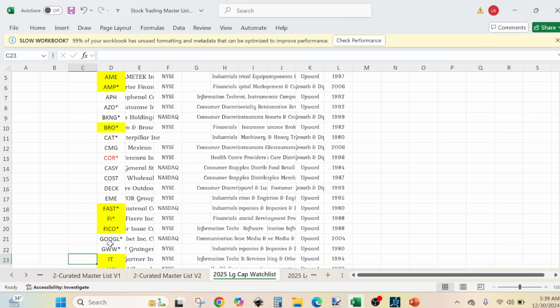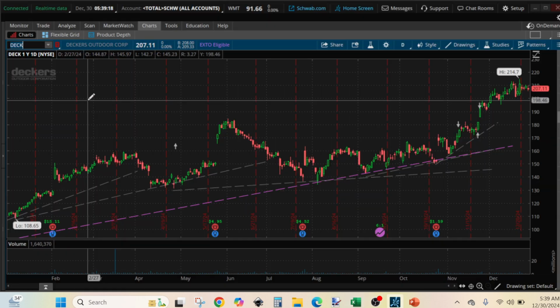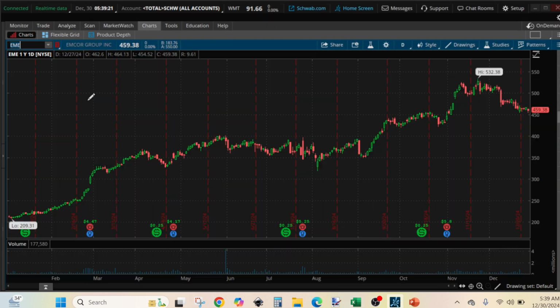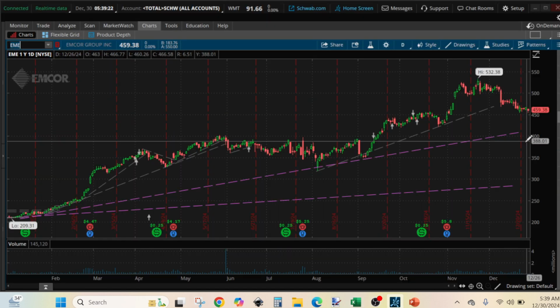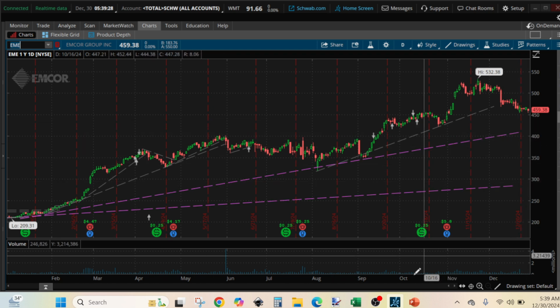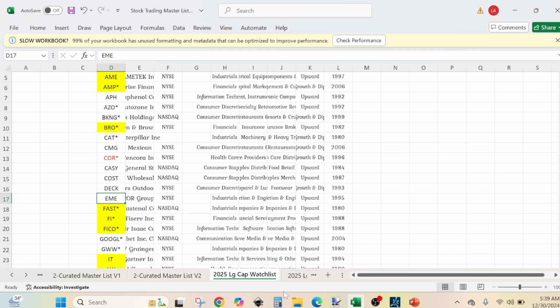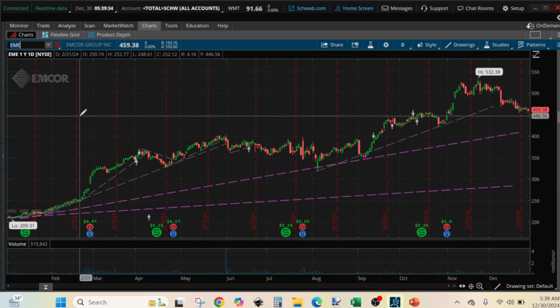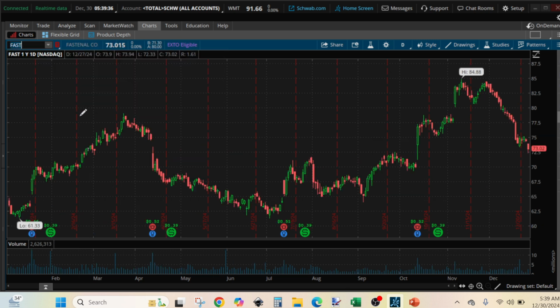EME. So EME, we like to buy on that one or this one. It's not there yet. FAST. We bought FAST already. You can just see what it's doing.